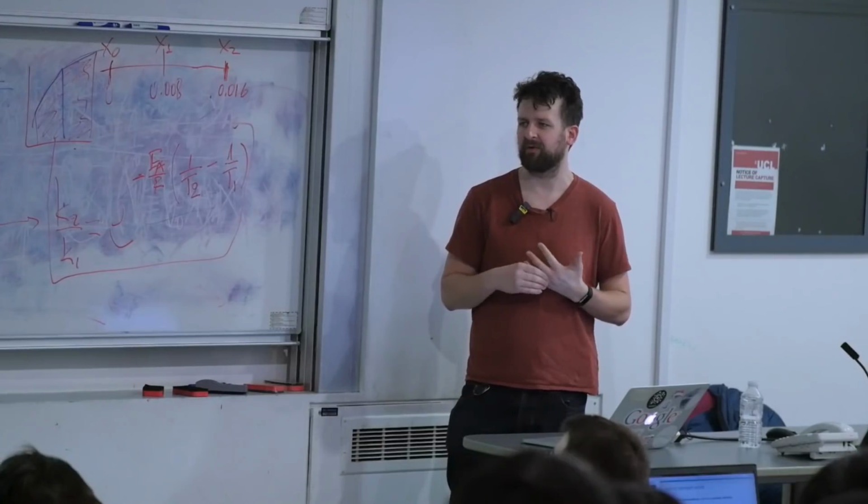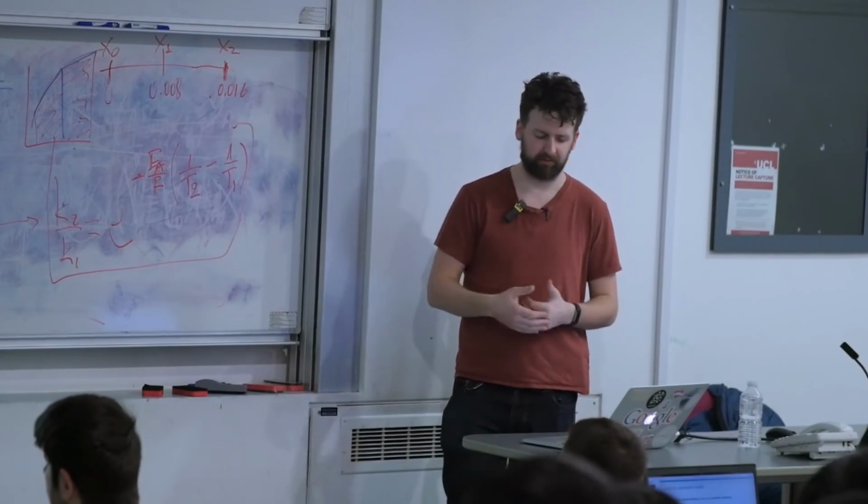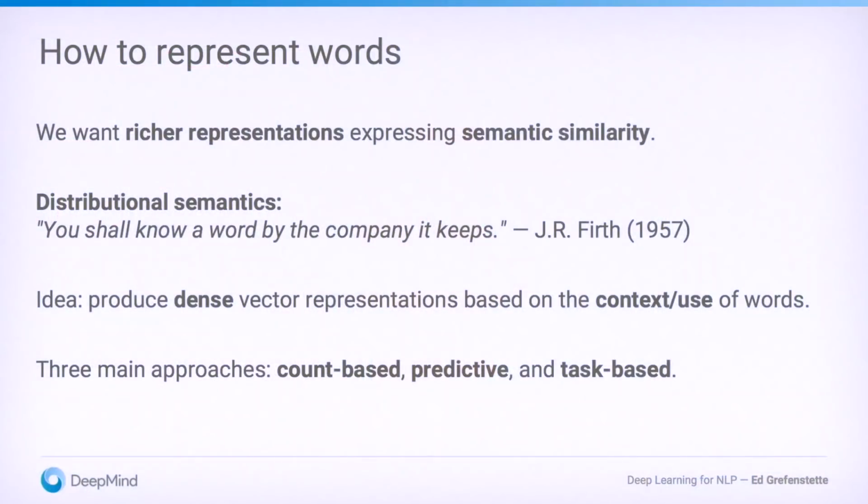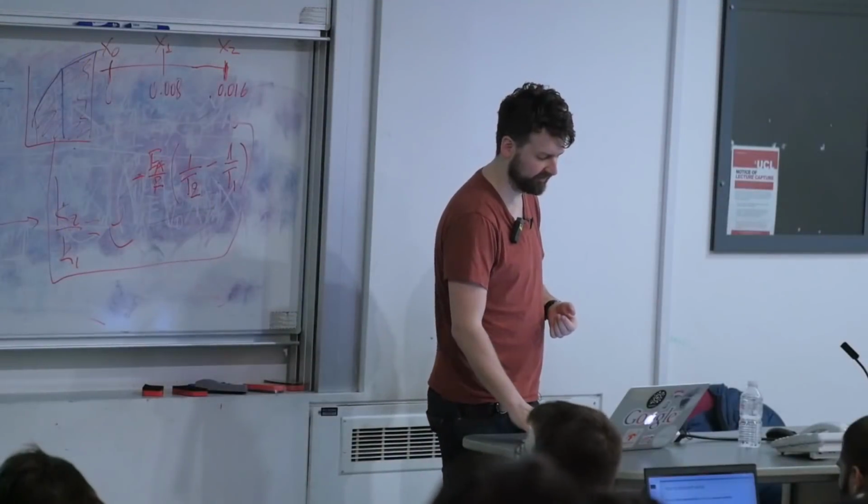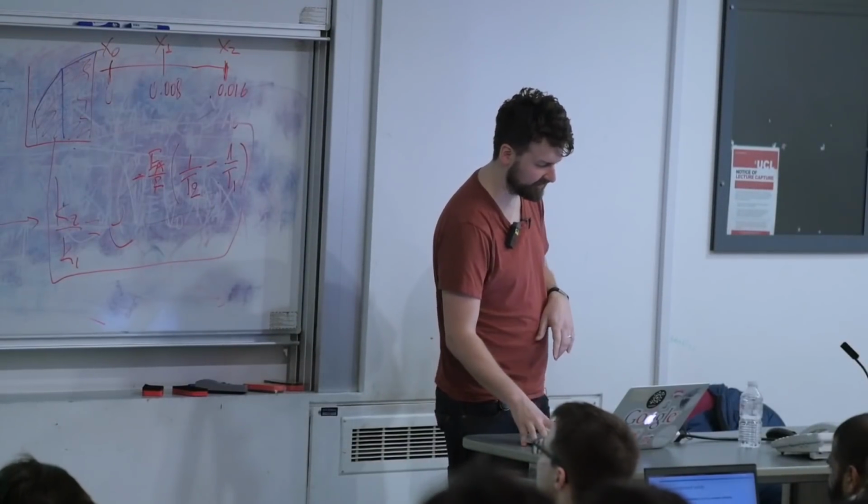The idea is that to understand words, we look at how they're used, what other words occur around them, and this gives us some information about their syntactic and semantic roles. So there are three main approaches to distributional semantics that involve producing dense vector representations based on the context or use of words, rather than these very sparse orthogonal representations we have by taking one-hot vectors. There are count-based methods, and we'll start by describing those. There are predictive methods, which are proto-neural networks, but mostly bilinear models. And then there are task-based or end-to-end approaches to learning representations, and I'll briefly mention those towards the end of this section.